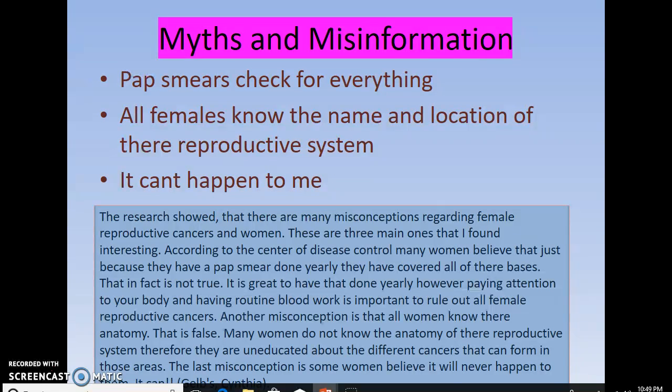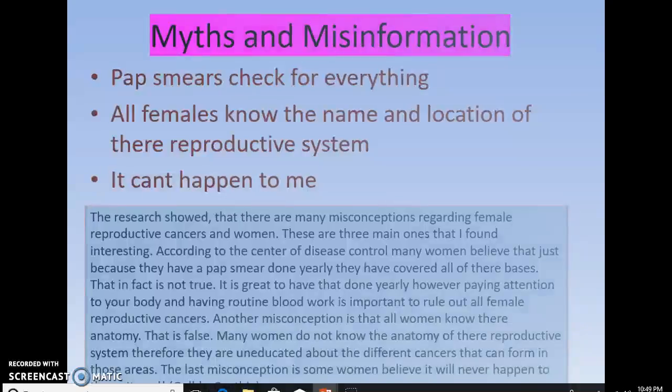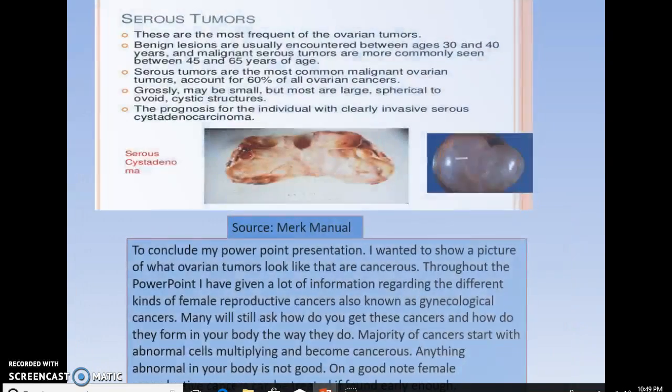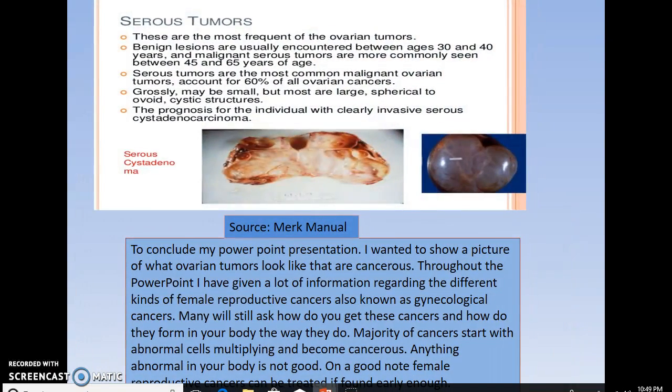It's nice to know that these are actually misconceptions or misinformation. So I wanted to conclude my PowerPoint presentation with a picture of a tumor. This is a serous tumor, and it was located in the ovaries. I wanted to show a picture of what cancerous ovarian tumors look like.